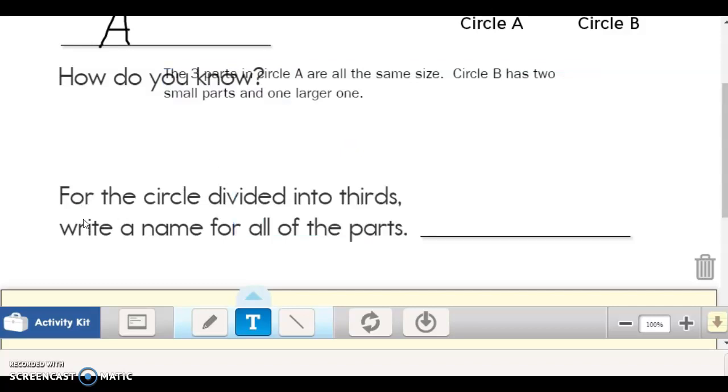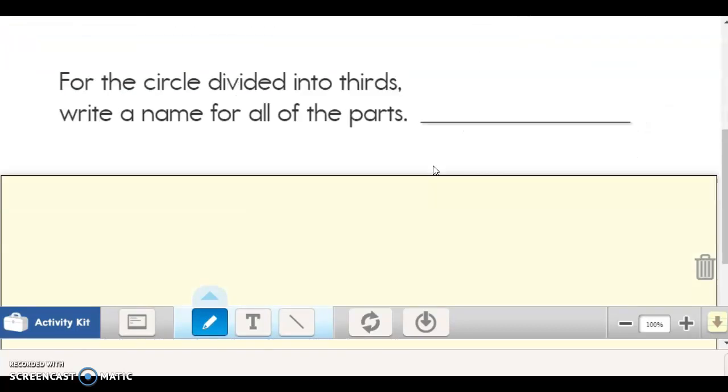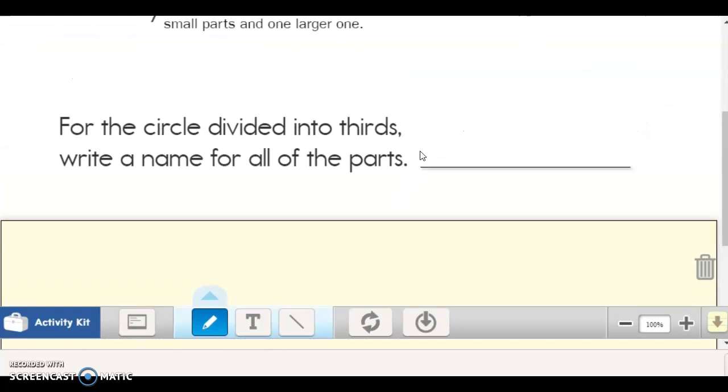This next question says, for the circle divided into thirds, write a name for all the parts. Well, if we were to talk about all of the parts, we could shade that in here. There's 3 parts. 1, 2, 3. We could shade it all in. What could we call that? It was 3 parts. We could call that whole. We could also call that 3 out of 3. Either one works. Good listening, friends. Keep up the great work.